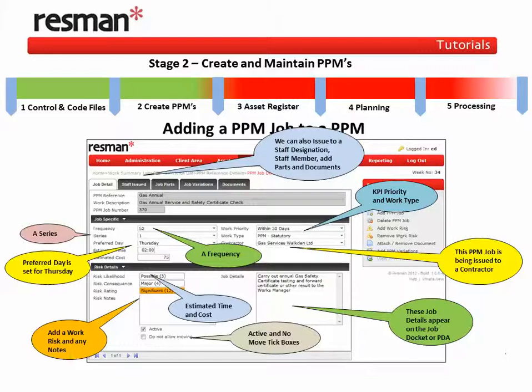Now, once a PPM has been set up in this way, jobs will occur faithfully in the same week each year. And once a PPM has been added to an asset, you can change the PPM start date from within the asset as required to smooth your planned work.